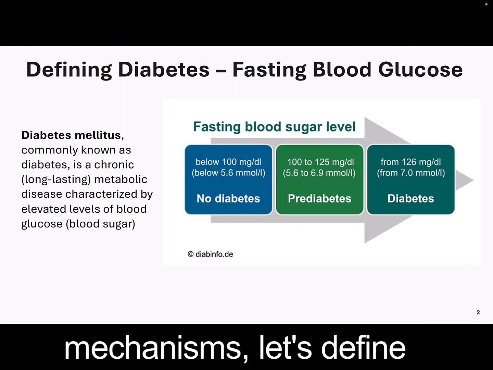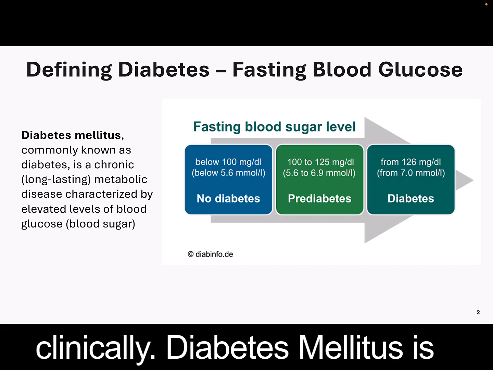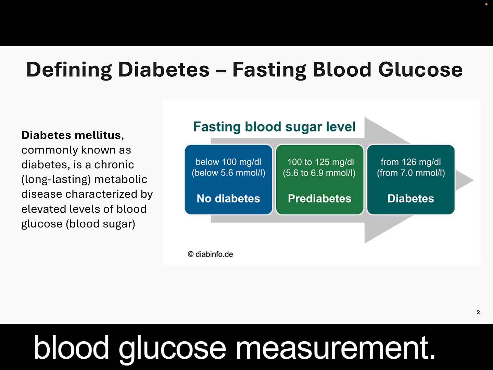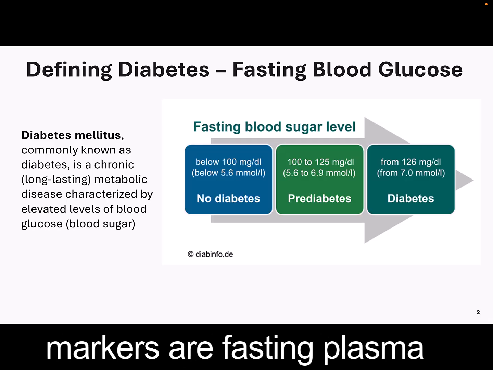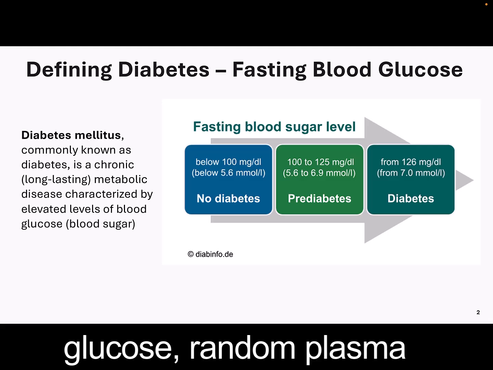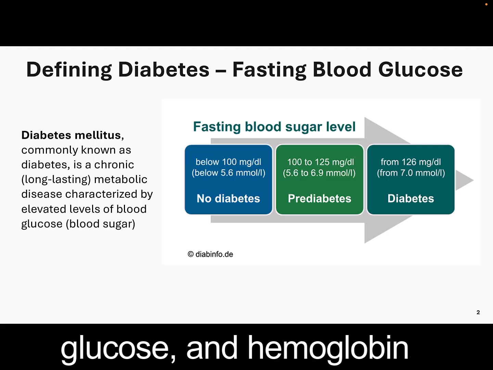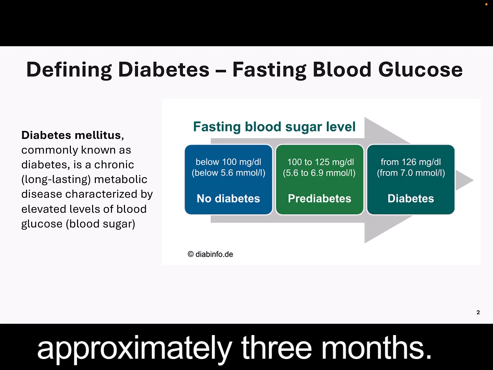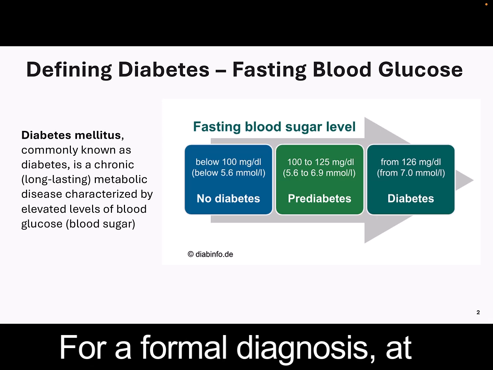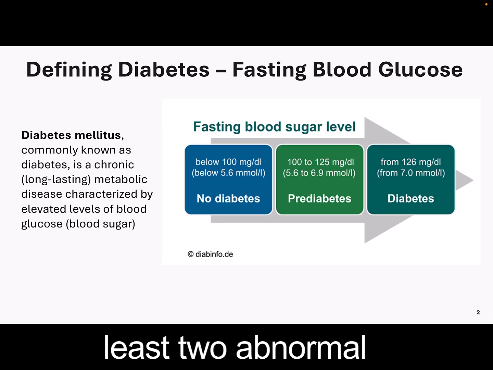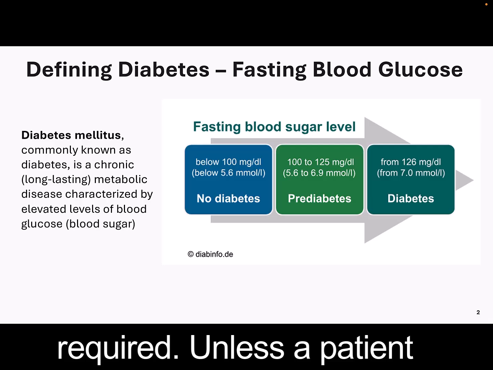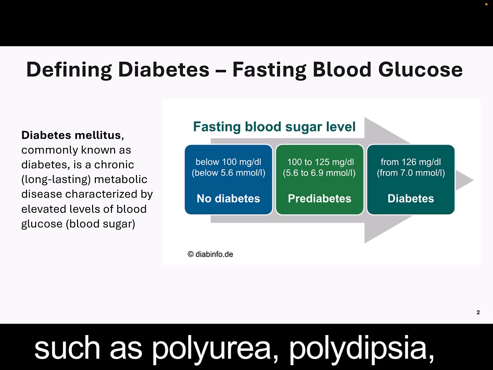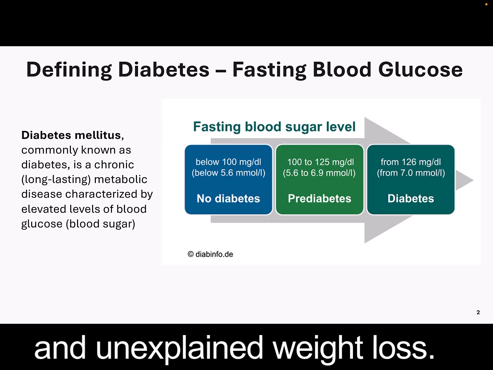Before we dive into mechanisms, let's define how diabetes is diagnosed clinically. Diabetes mellitus is diagnosed using objective blood glucose measurements. The three primary laboratory markers are fasting plasma glucose, random plasma glucose, and hemoglobin A1C, which reflects long-term glycemic control over approximately 3 months. For a formal diagnosis, at least 2 abnormal measurements are typically required, unless the patient presents with classic hyperglycemic symptoms such as polyuria, polydipsia, and unexplained weight loss.